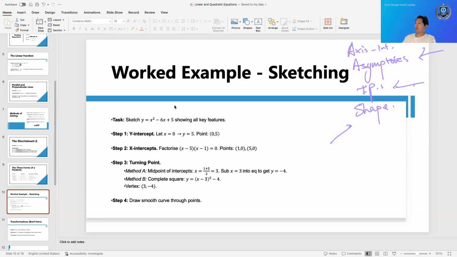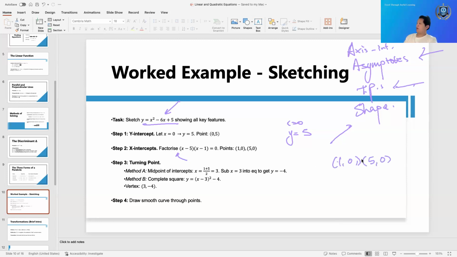So for the example with this question here, of course, we need to show all key features. There's not going to be any asymptotes, right? Pretty simple. But we're going to look for our axis intercepts. First of all, we look for y, because it's the easiest. In this form, I'll just let x equals 0, and I immediately get y equals 5, because that's the only constant. Now, what comes next is looking for the x-intercepts, and that requires you to factorize it, and you eventually get the points 1, 0 and 5, 0.